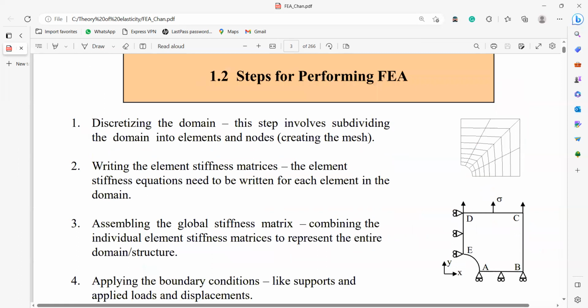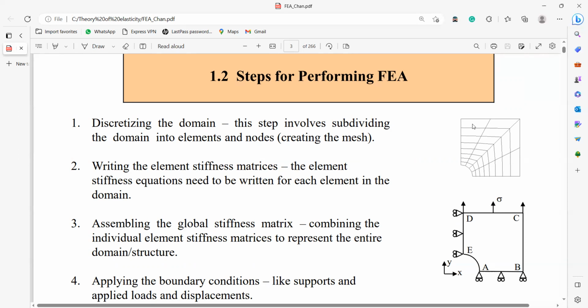So what are the steps in performing FEA? First, discretizing the domain, that is meshing. So how many subdivided parts appear and what are these small subdivided parts called? Are these called elements? And what are these corners of each element called? Are they nodes?